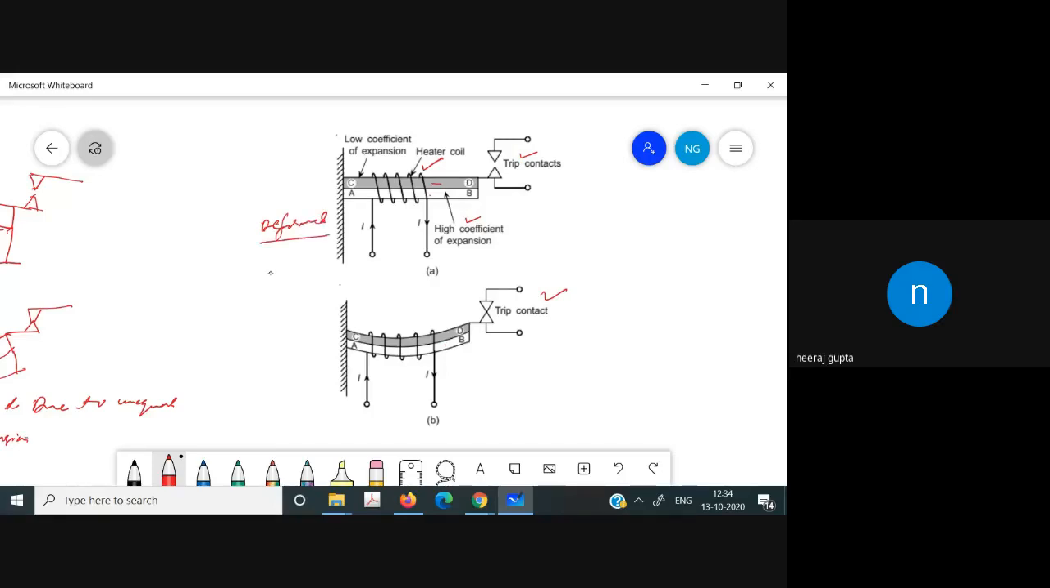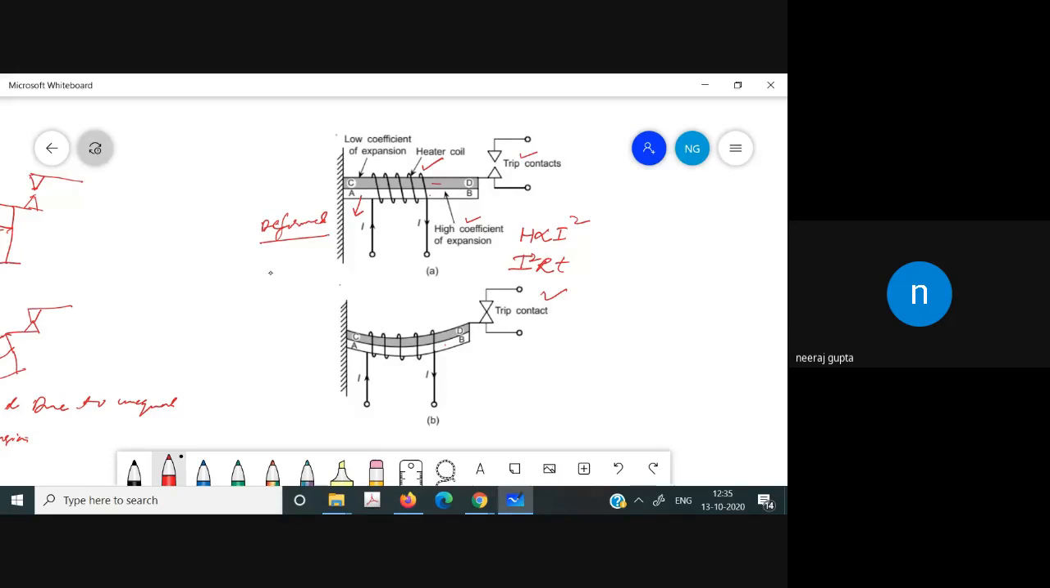They get deformed by different amounts, and that is due to the material. The one with the higher coefficient of expansion is on the outer side of the curve, while the one with the lower coefficient is on the inner side of the curve. The heating effect is proportional to the square of the current, and the energy dissipated is given by I squared R T, where T is the time for which the current flows through the relay.